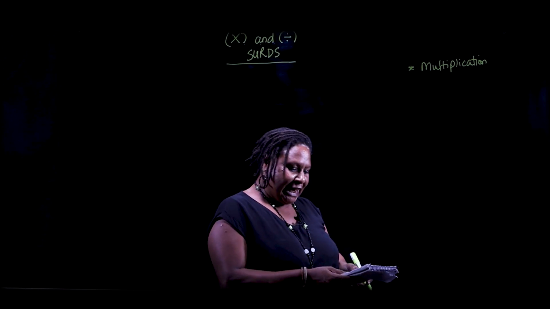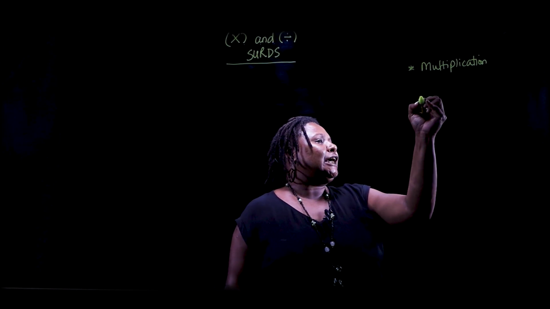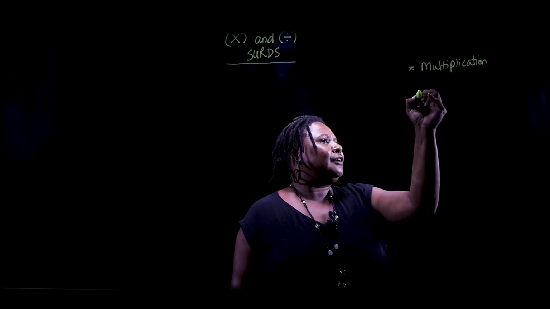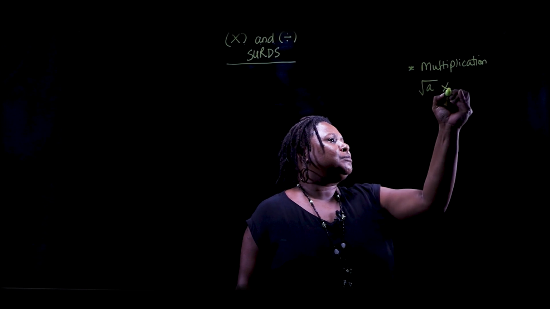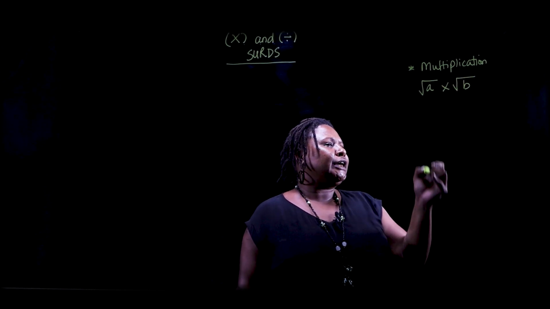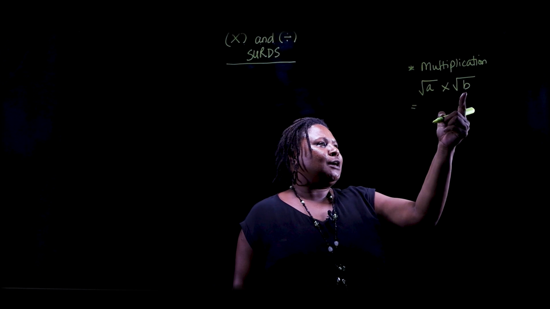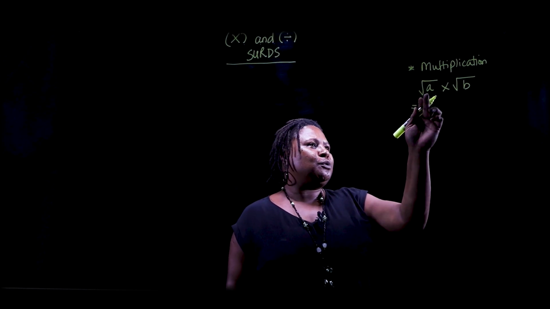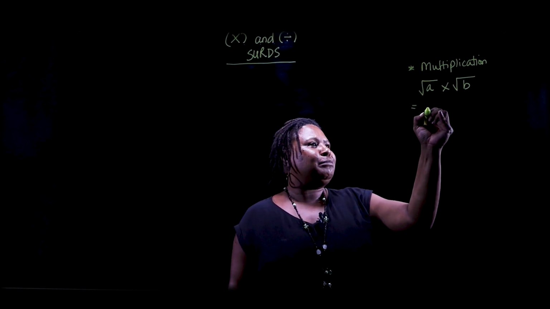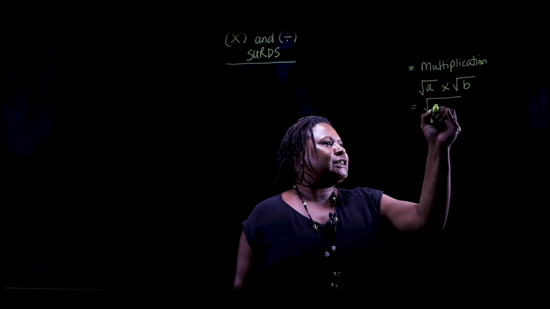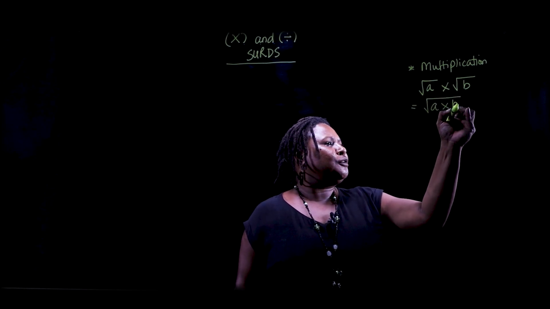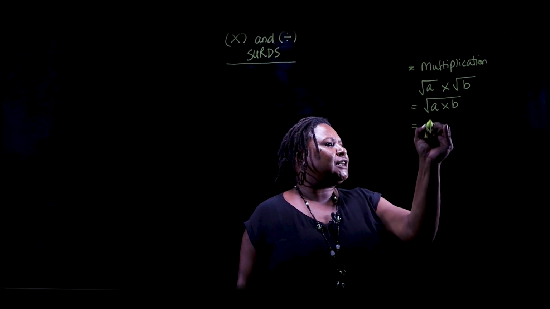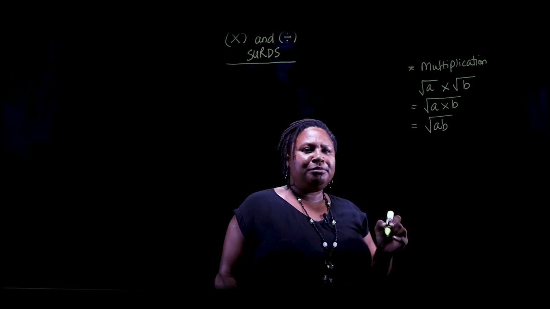under the radical sign. So a simple example here where we have root A times root B. There are no coefficients, so we go straight in and multiply the numbers under the radical sign. So we have the square root of A times B, which will give us root AB.